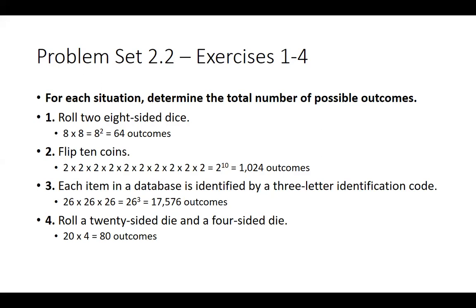In number 1, we're rolling 2 8-sided dice. There's 8 possibilities for the first die, 8 possibilities for the second die. That's 8 times 8, or 8 squared, which is 64 outcomes. Flipping 10 coins. That's 10 times where we have 2 possibilities. So 2 times 2 times 2, a total of 10 times. That's 2 to the 10th, or 1,024 outcomes.